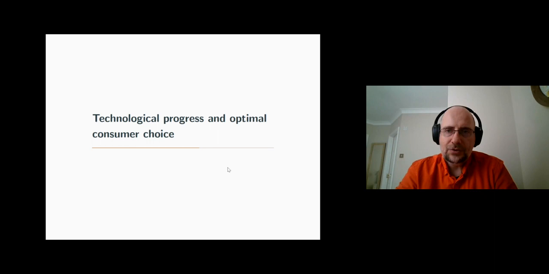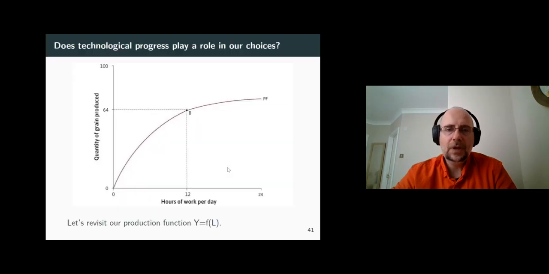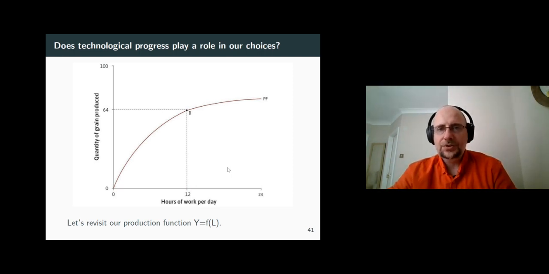One of those outside forces is technology. This video will tell you how technological progress affects the optimal consumer behavior that we have discovered in the previous video. Technological progress is inherently a production concept. You use technology to combine inputs for a certain production goal that you have.